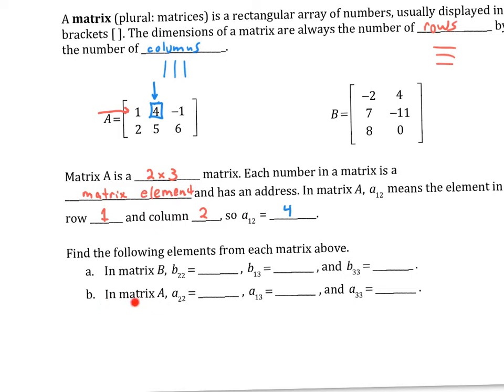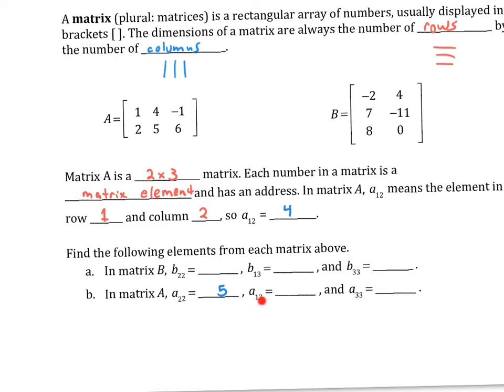Let's look at matrix A continuing and find the other ones here. I will do part A here. Then I want you to look at matrix B over here and do those. All right, so let's see. In matrix A, A22. Here's 2, and here's 2. So that's a 5. There we go.